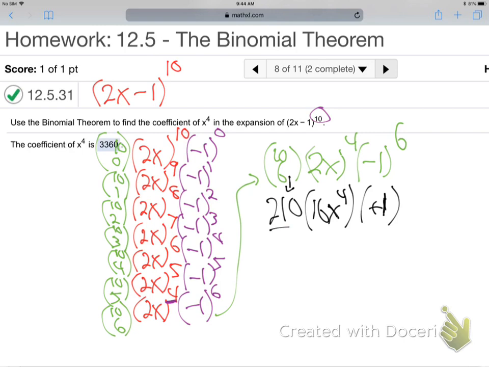So that's 210 times 16, which is probably 3360, x to the 4th. There we go. That's how I got the 3360 as the coefficient, the number in front of the x to the 4th term. Does that make sense? Questions I can answer on that?